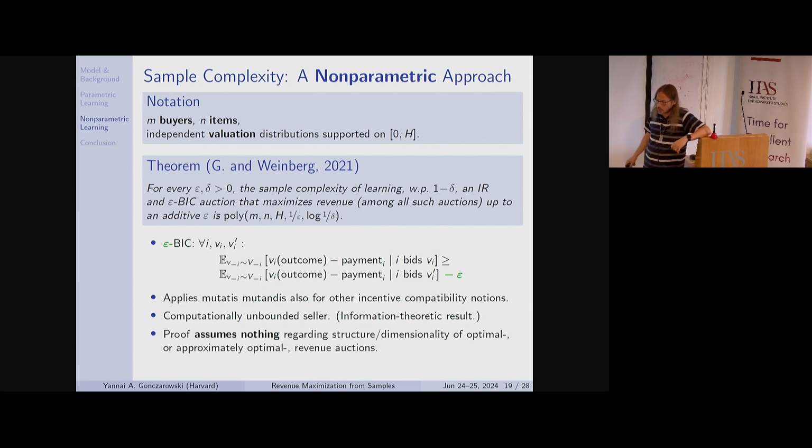Maybe a related way to put it: do we know that epsilon-BIC mechanisms are not much stronger than BIC mechanisms in terms of revenue? Is there a bound that says you don't gain more than epsilon, or don't get more than a square root of epsilon? We'll get to that. Yes, there is such a bound. So you cannot get to 2.1 in the example, depending on epsilon. It will always be less than 2 there, basically.